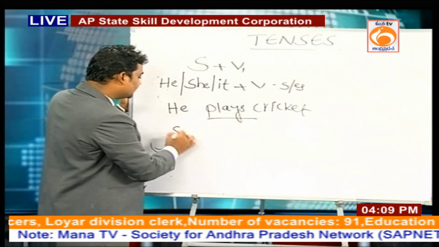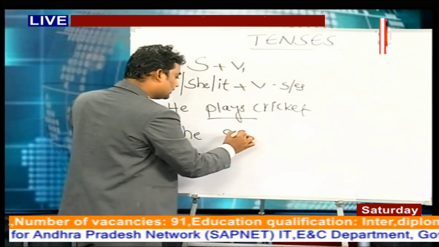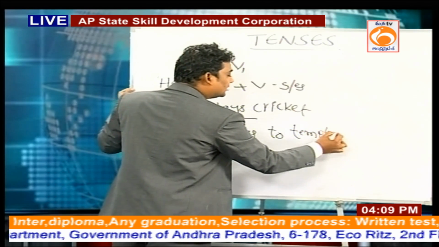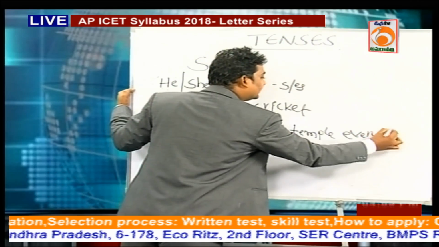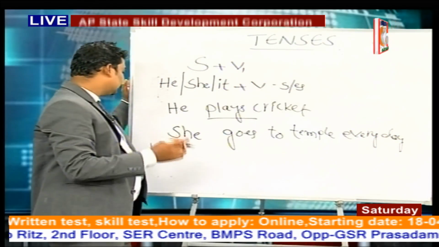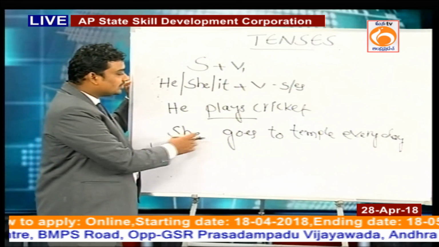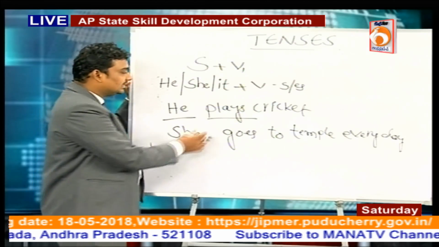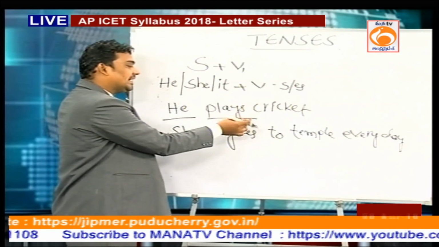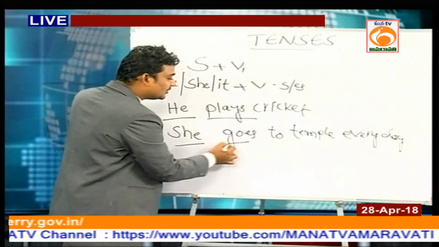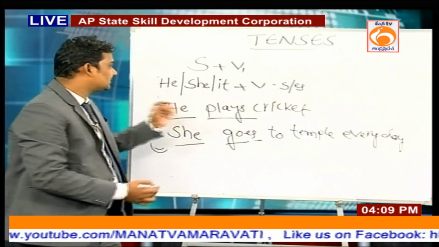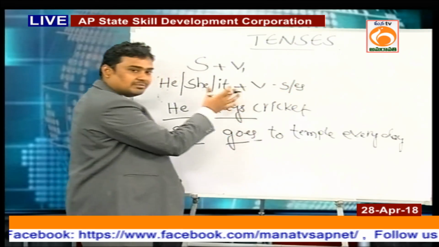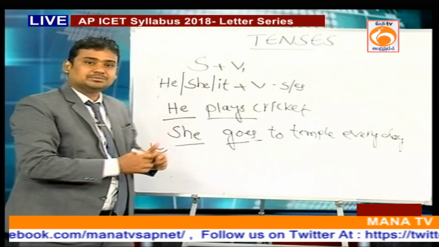One more example: she goes to temple every day. You can observe the second example, she goes to temple every day. Here he and she are both third person singular. Here play is the V1 form, and I added s only here. In the second example, go plus es, goes. Here es is added. If the subject is third person singular, we must add s or es to the main verb. This rule is for simple present tense.